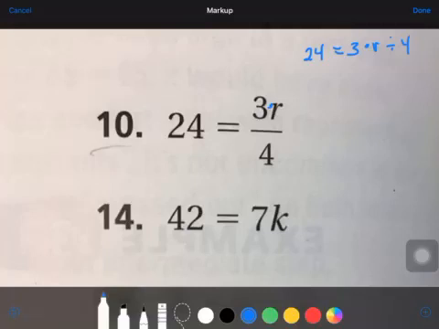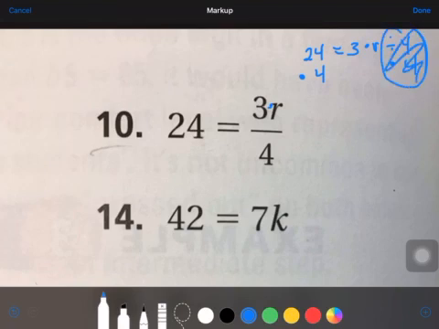So on this one, I'm going to choose to times by 4 first. Okay, so I've decided to times by 4. So these cancel each other out, and I'm left with 3 times r on the right side. And then 20 times 4, let's see, what is that, 96? So now I've got 3 times r equals 96.